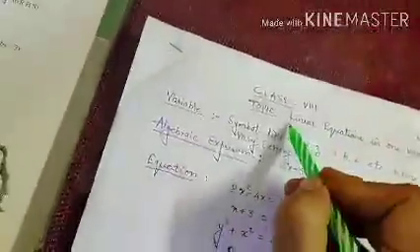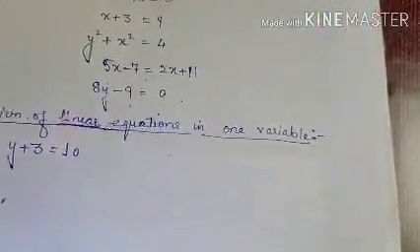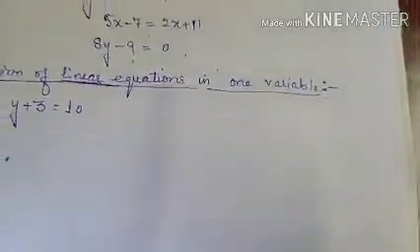Now, the term linear. Linear means the equation in which the variable has the highest power 1, that is called a linear equation. And a linear equation in one variable means that the equation should have only one variable. Like this third equation, it is neither linear nor an equation in one variable.